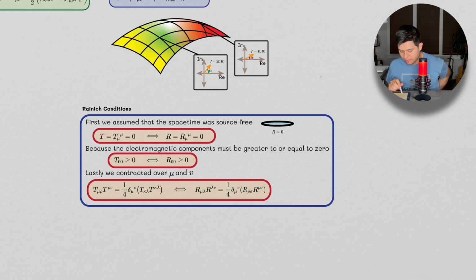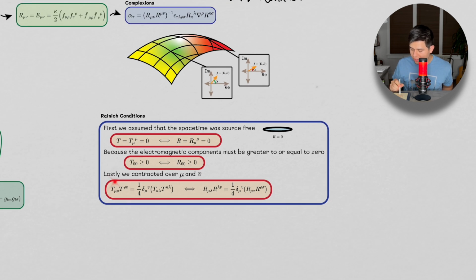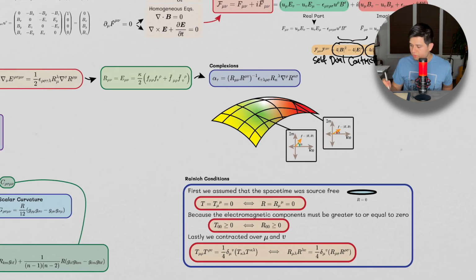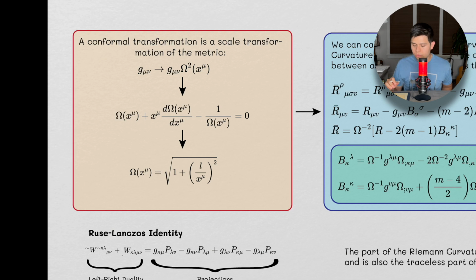And then lastly, we contract over mu and nu, and we get these objects here. So these are sort of analogous. The mass term contracted is analogous to the curvature contracted with itself as well. So mass contracted with itself is analogous to curvature contracted with itself, and these are the range conditions. All right, let's move on to conformal transformations.